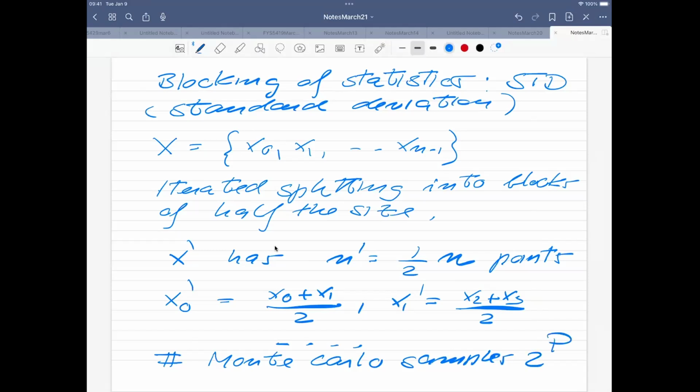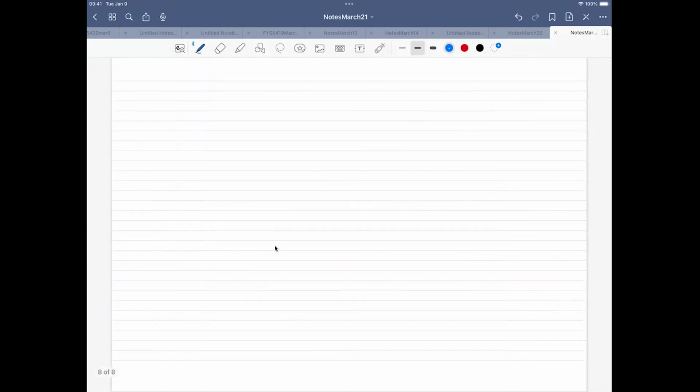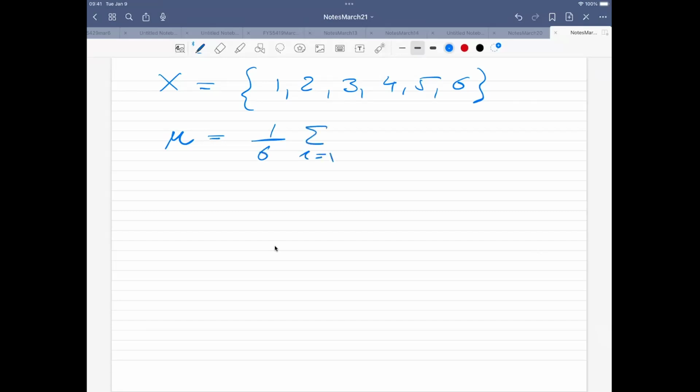So let me just show you a simple example here, where we suppose that we have a few data points. Suppose that the original data set is this impressive series of numbers, 1, 2, 3, 4, 5, 6, like that. If I now calculate the sample mean, which is 1 over 6 of the sum for i equal 1 up to 6 of x of i, if we do the mathematics here, that should be given 7/2.